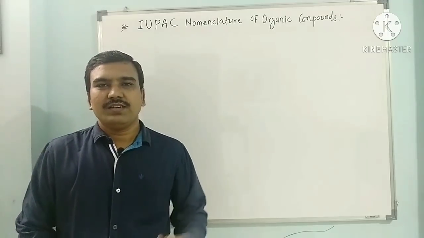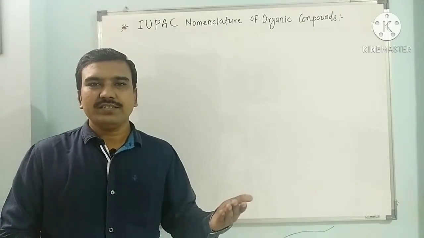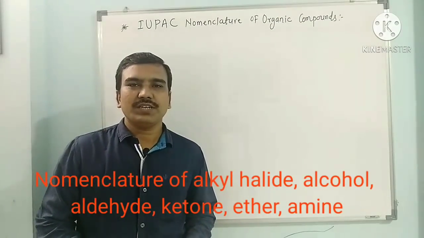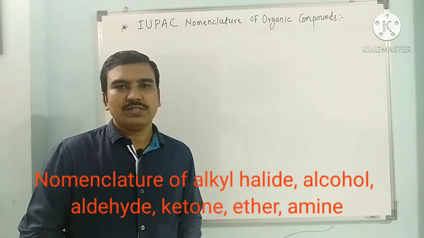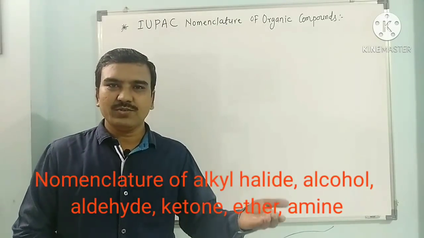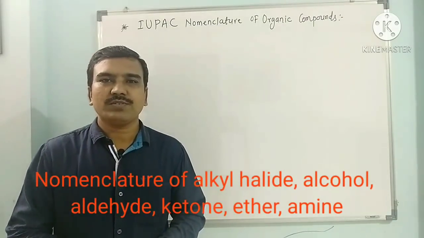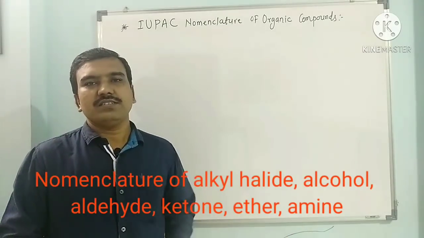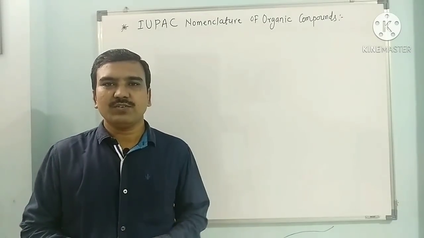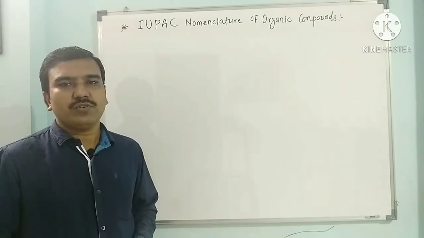Hello friends, in the last lecture we have discussed IUPAC nomenclature of alkanes, alkenes and alkynes. Now today we have to see IUPAC nomenclature of next functional groups such as alkyl halides, alcohol, carbonyl compounds such as aldehydes, ketones, then amines, amides, various derivatives of carboxylic acids such as esters, anhydrides, acid halides. So these are the various functional groups we have to discuss today in the IUPAC nomenclature of organic compounds.